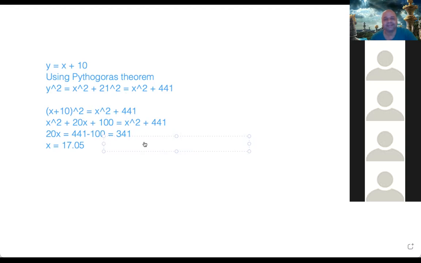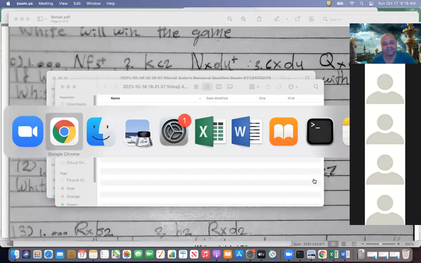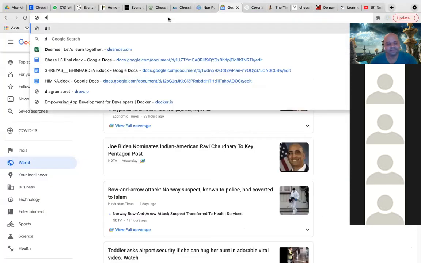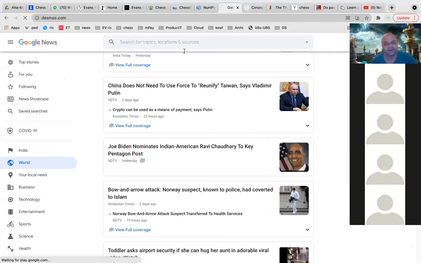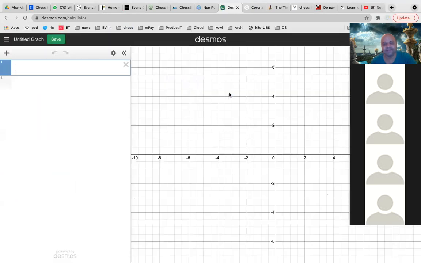Sir, is it Desmos? Desmos also we can use it. So why don't we check it out if we can use Desmos. Let us see if we can use Desmos for this one. Desmos.com, graphing calculator, and what we have to put in is two equations, right? One is y is equal to x plus 10. So we got this.